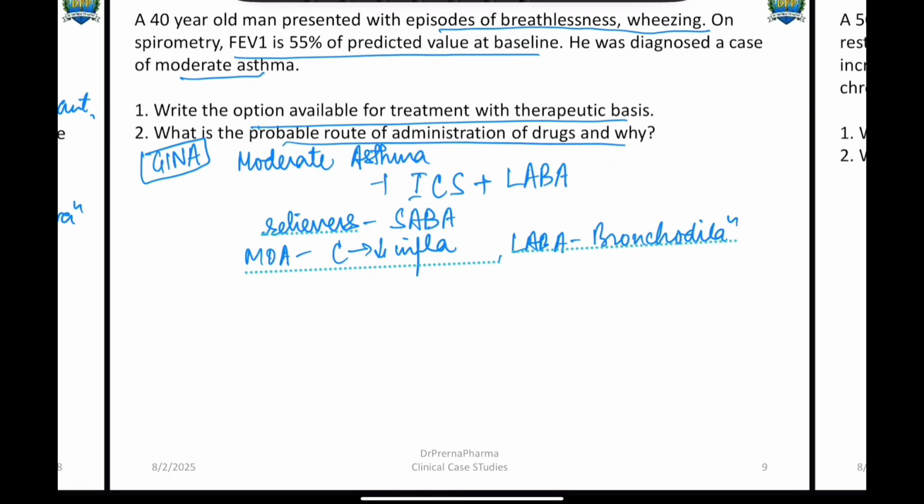What is the probable route of administration of these drugs? They are given by inhalational route. They are given by the inhalational route so that they have a high local effect and minimal systemic toxicity.